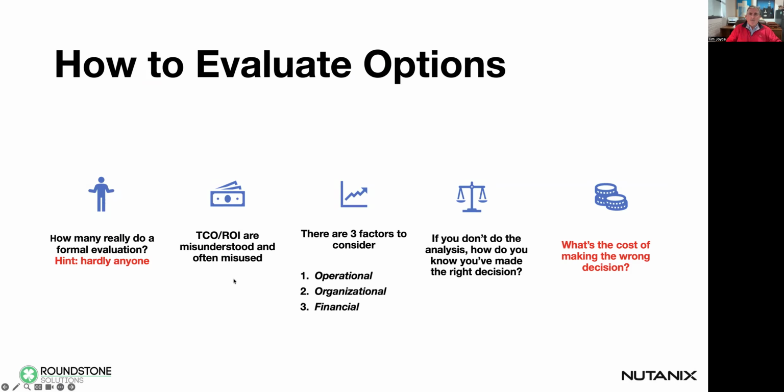And it's also important to understand some of the nomenclature around it. TCO is the one that's important. ROI, I wouldn't even bother with. There's 3 sets of factors: operational, organizational, and financial. And then, if you haven't done the analysis, how do you know you made the right decision? And what if you made the wrong decision? So let's go through this real quickly so that you don't make the wrong decision and you make the right decision.